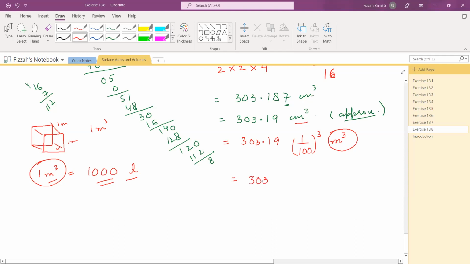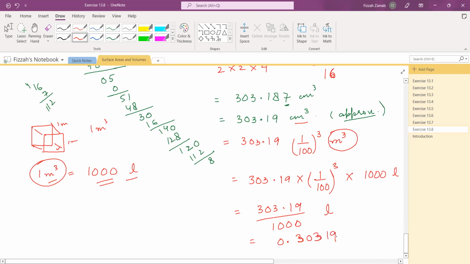So 303.19 into 1 upon 100 whole cube and into, now in place of this meter cube, I'm writing 1,000 liter. So I've got the answer in liter now, right? Now you just remove 3 zeros. So you will be left with 3 zeros here. So 303.19 divided by 1,000 liters. And you put this 1,000. So this will become 0.30319. Any problem here?